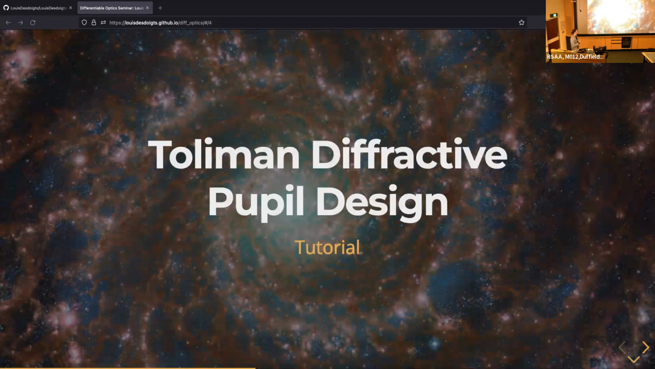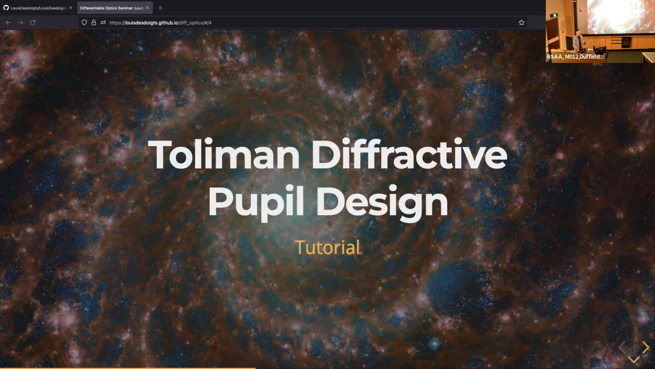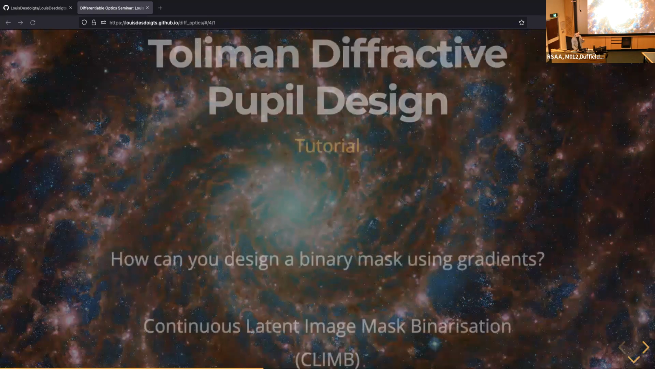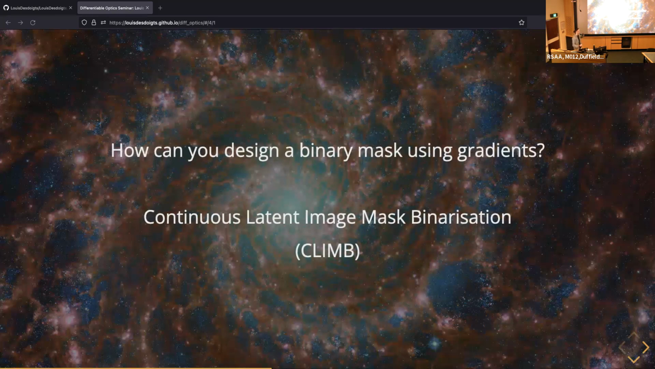So let's look at some of the problems. There's a link here to the tutorial. This is one of our documentation tutorials that basically covers this stuff. The Toliman mission, one of the key parts is to design this diffractive pupil. The key point is that it's a binary pupil. I won't go into too much detail about it, but that's sort of one question: if you have a binary pupil that can only have two values, how do you get gradients through that? Because it needs to be continuous in order to have gradients.